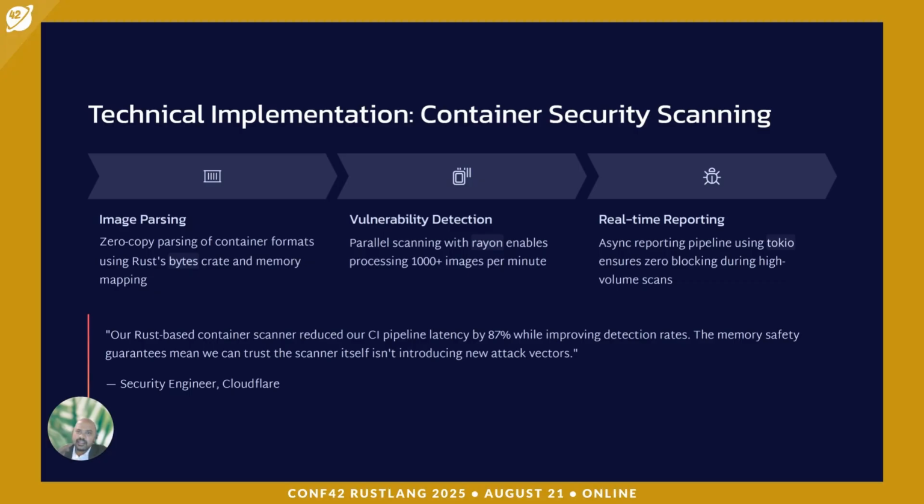This means faster performance and no unnecessary memory use. Parallel scanning using Rayon, we can scan 10,000 plus images per minute without breaking a sweat. Async reporting libraries like Tokio let us send scan results to dashboards or security tools without blocking the scanner process.